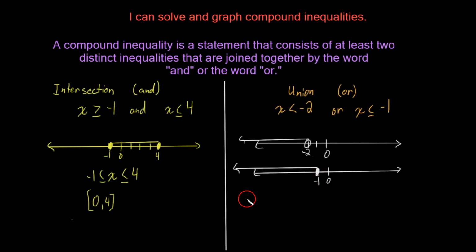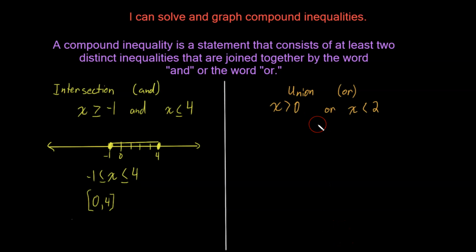So the union of this graph would look like this. We'd find -1 and we'd fill it in, and we're going to move it to the left. This graph right here would be our union of these two graphs, because this one satisfies at least one of these two statements. So our answer would be from negative infinity to negative 1 in interval notation.